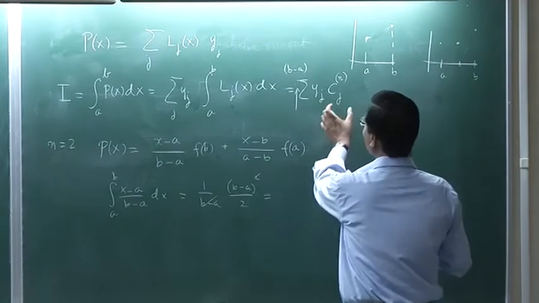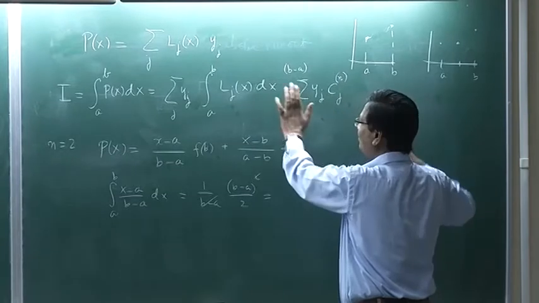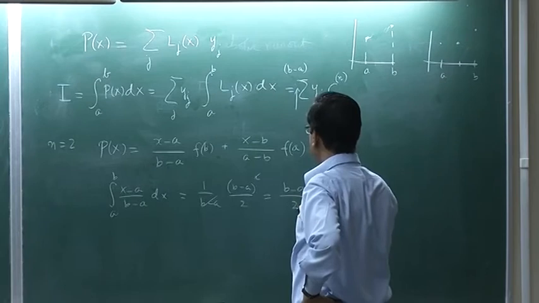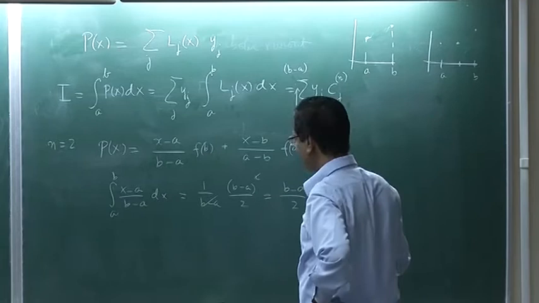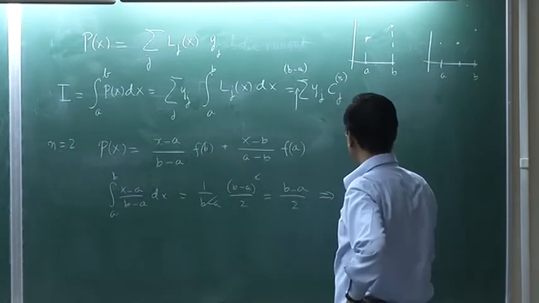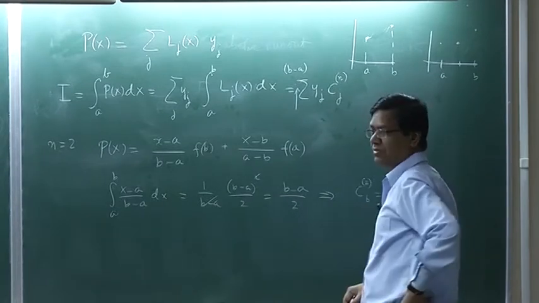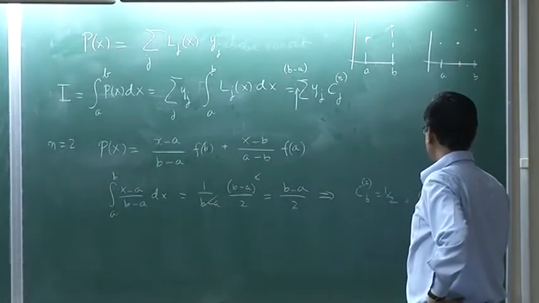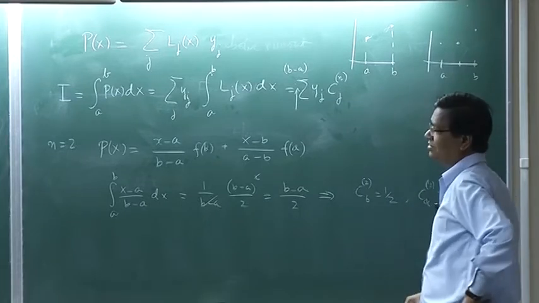Okay, so there is a multiplication of b minus a. The dependence on b minus a is less on the C's. So there is a b minus a factor. So this is b minus a by 2. This implies what is C corresponding to this? Half. So C corresponding to point b is half. Similarly, you can compute, this is just algebra, C corresponding to a is also half for n equal to 2.